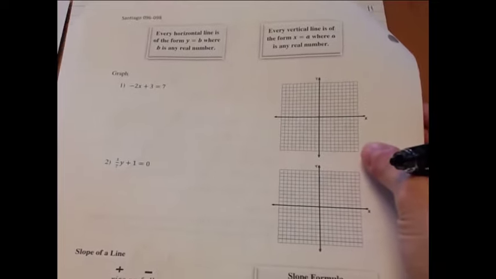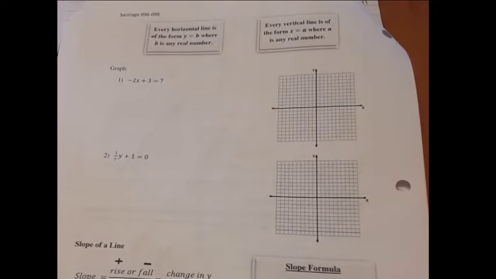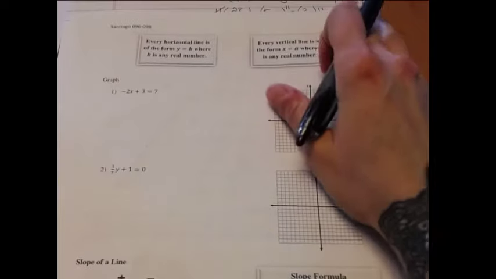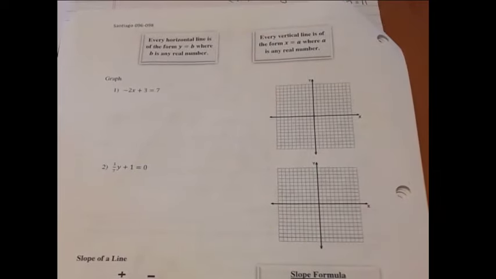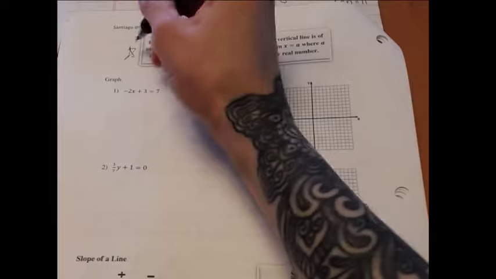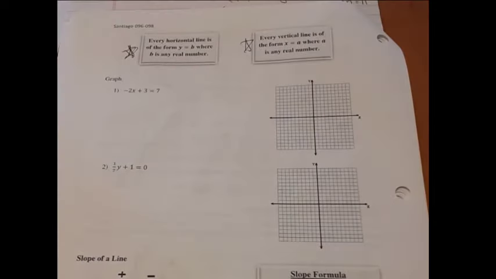As a note at the very top, notice it says every horizontal line is of the form y is equal to b, where b is any real number. Every vertical line is of the form x is equal to a, where a is any real number. So consider these 2 pieces of information. Don't forget them. Okay? Beautiful. So we're going to take a look at this in action.